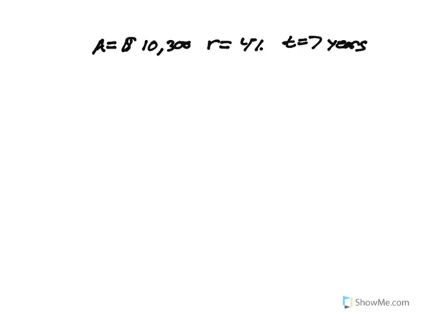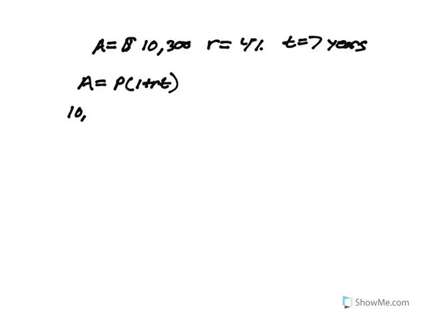Let's say I give you a future value of $10,300. The rate is going to be 4%, and then the time is going to be 7 years, okay? All right, so I'm going to use the future value formula. Let's plug in our values. So plug in the values first, and then algebraically solve for the variable that's left behind, okay?